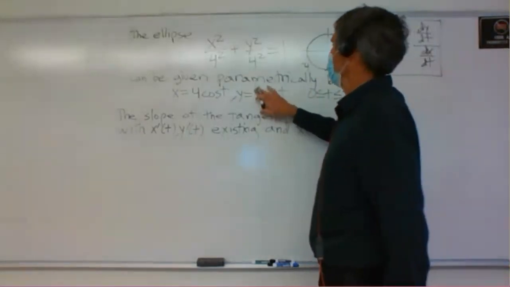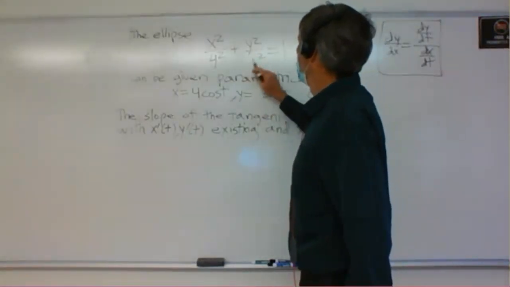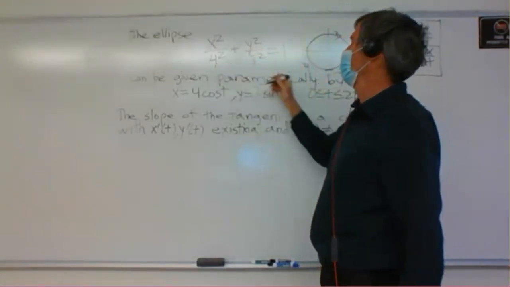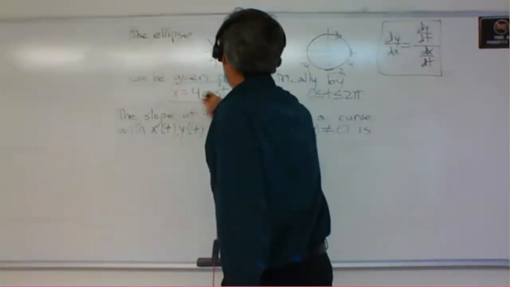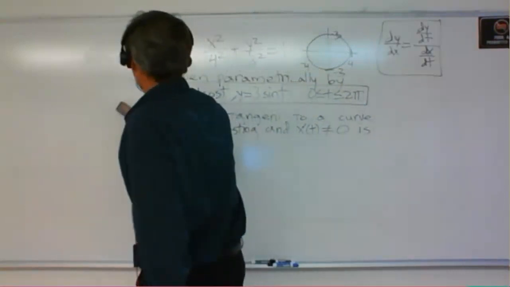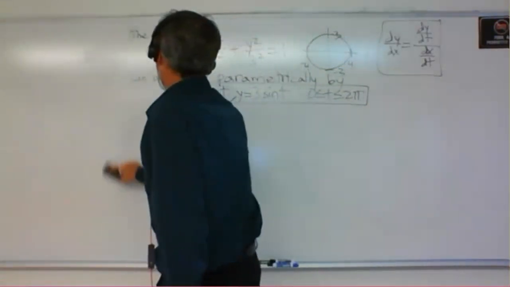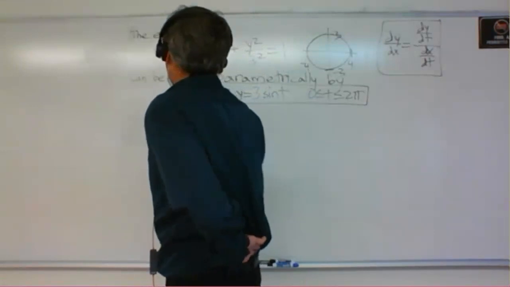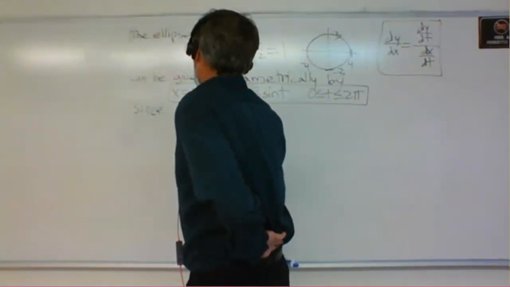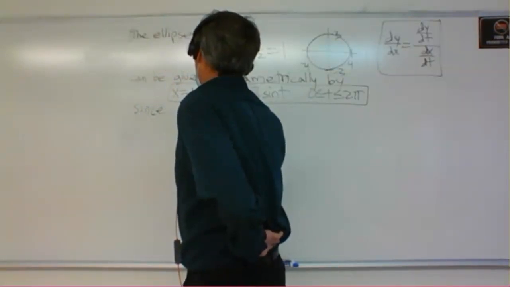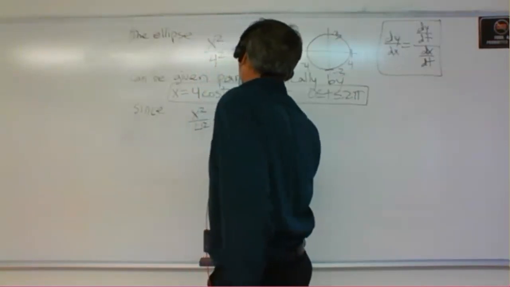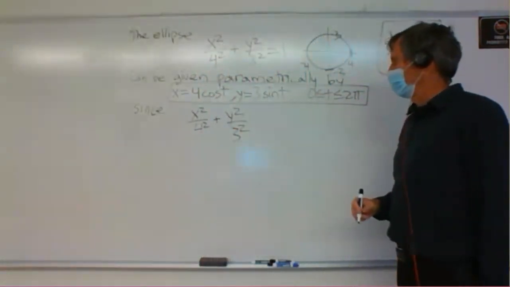Now, if I just change this to a 3, I'll sweep out the ellipse with semi-axes 4 and 3, it turns out. And that's a nice way people like to parameterize ellipses. You can see that it works since, look at what happens if I take x squared over 4 squared plus y squared over 3 squared for this parameterization. What does it give me?